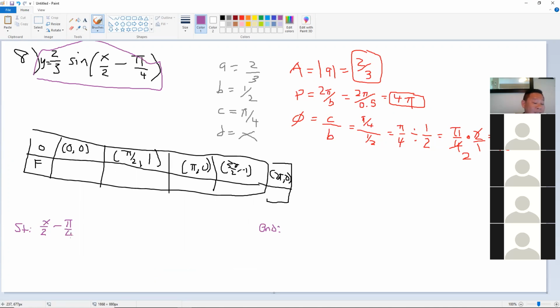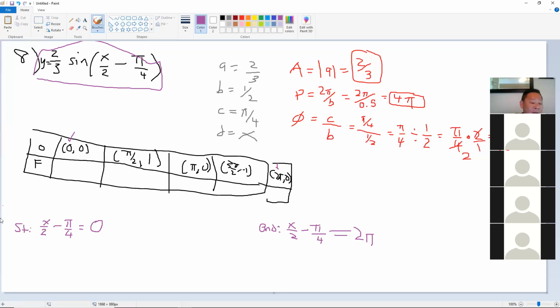Okay, so this is your bx minus c, and for the starting point, you always make it equal to 0. The ending point is where it equals 2 pi. Make sure you know that this is again fixed. Is that always 0 and 2 pi? The answer is yes. The reason why the starting and ending points are 0 and 2 pi is because originally we start at 0 and we end at 2 pi.